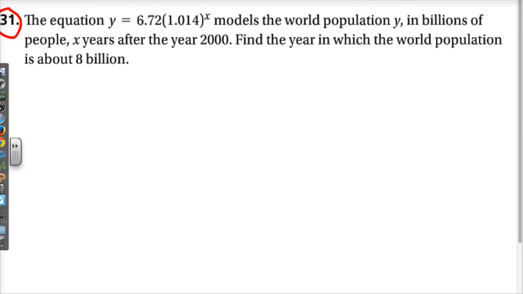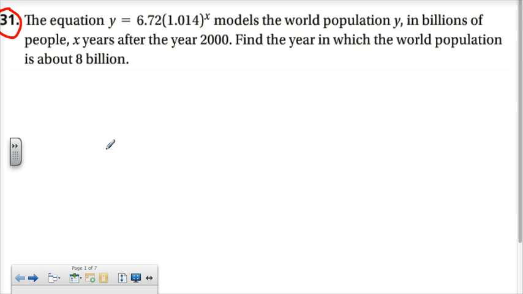These are the frequently asked questions for Algebra 2 for section 7.5, day 2, where we are solving exponential and logarithmic equations. Number 31 says the equation y equals 6.72 times 1.014 to the x models the world population y in billions of people. That's going to be important later on. x years after the year 2000. Find the year in which the world population is about 8 billion.